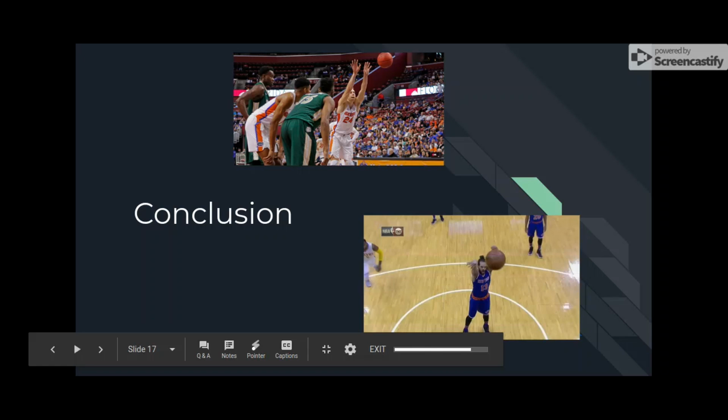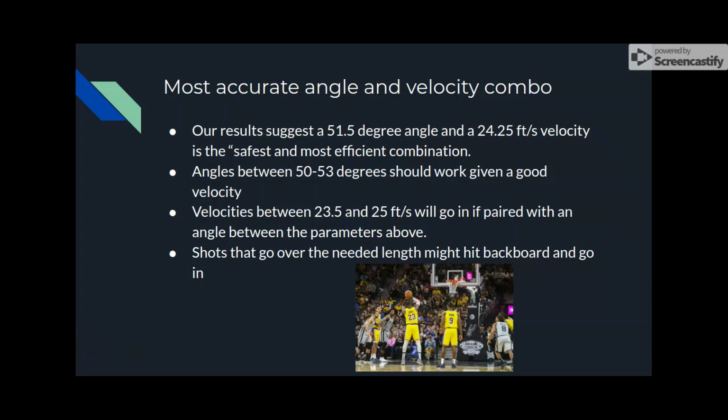Our conclusions for our overall experiment. The most accurate angle and velocity combination we found was a 51.5 degree angle and a 24.25 feet per second velocity. Now, this is the most safe and efficient combination. Of course, other combinations of angles and velocities within certain parameters will work. Angles between 50 and 52 degrees will work, given a good velocity, and the other way around, velocities between 23.5 and 25 feet per second will also go in if the angle functions. And shots that go over might hit the backboard and go in, as we've mentioned.